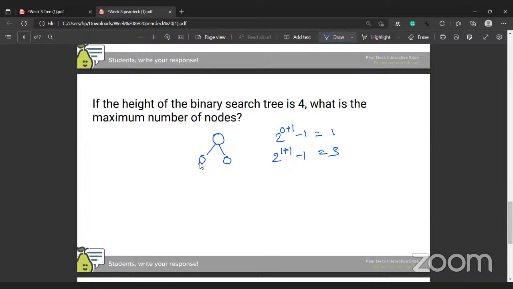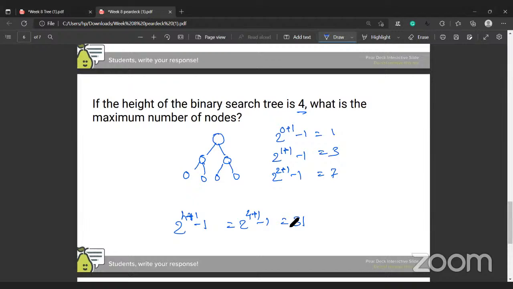If there is height 2, sorry, then the maximum possible is 2 to the power 2 plus 1, minus 1, equal to 7, like this. So if the height of the binary search tree is 4, then 2 to the power 4 plus 1, minus 1, that will be 31, right?